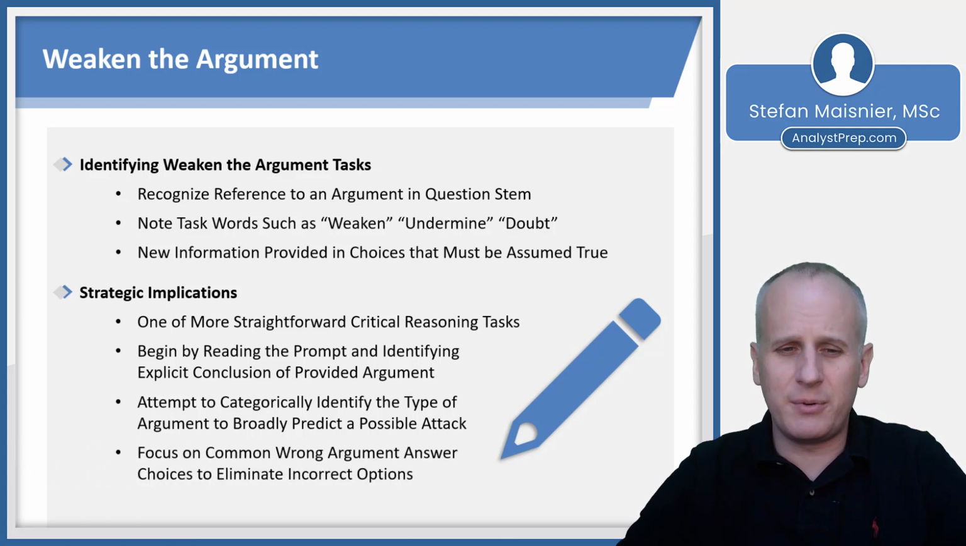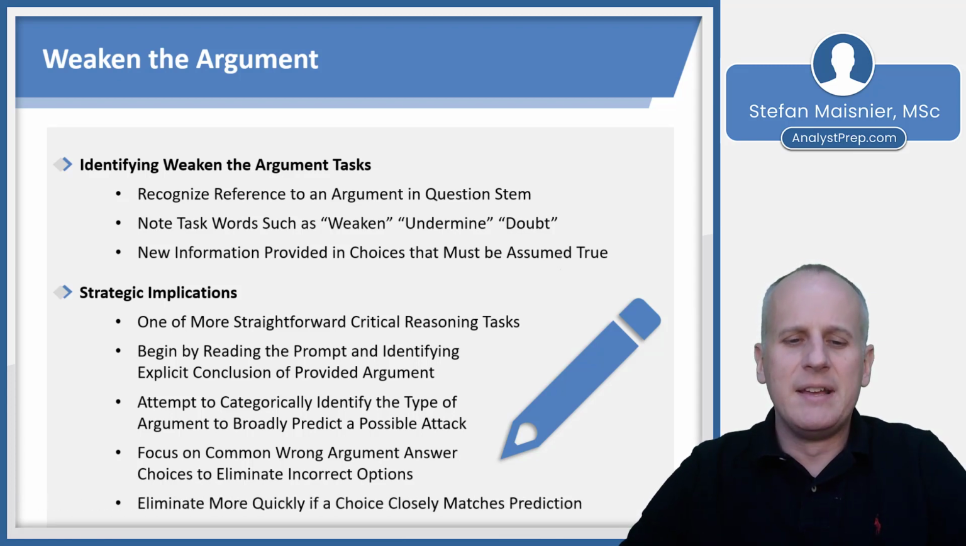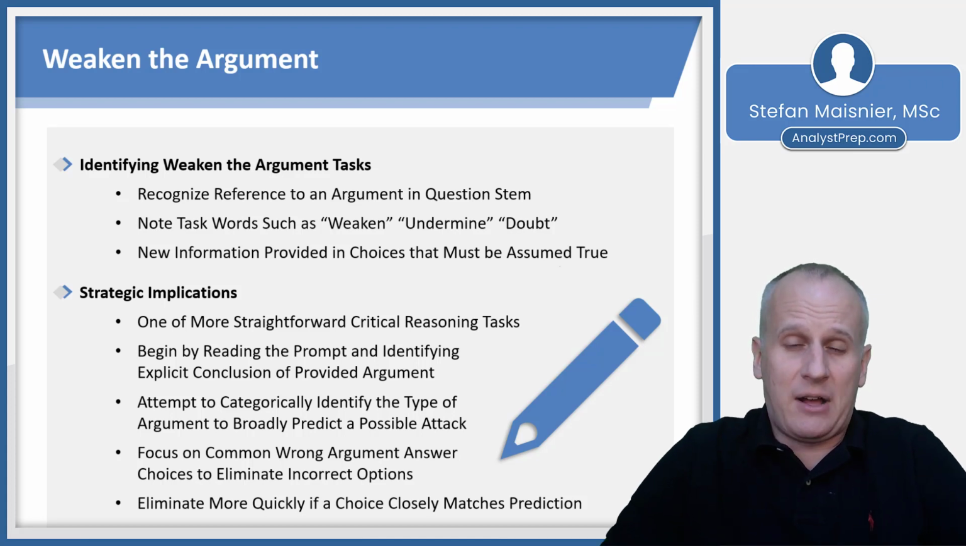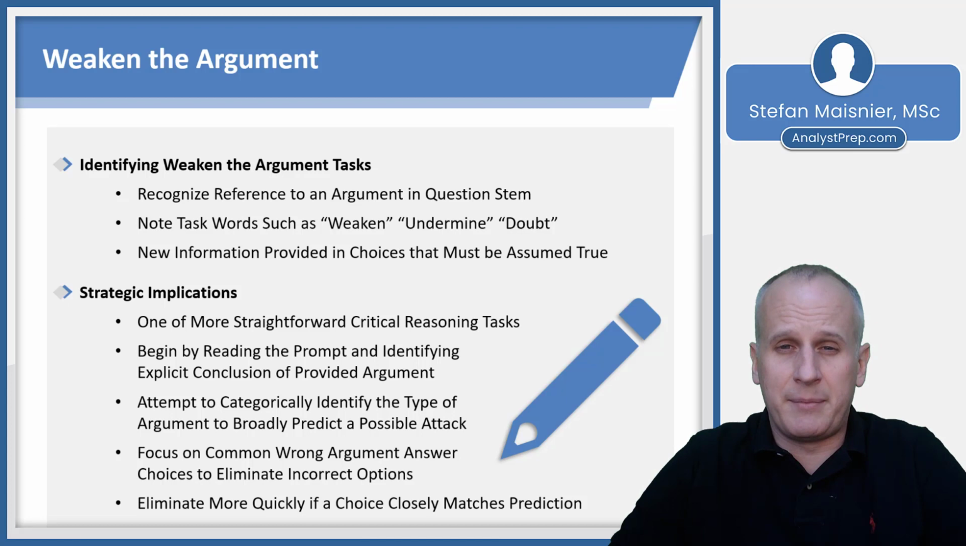You'll want to, as always, focus on your common wrong argument answer choices to eliminate possibly incorrect options, and you'll be able to potentially eliminate more quickly if a choice closely matches the prediction you have, most likely because you were able to categorically identify how the argument was structured using one of our common argument structures and say this is what it should have done.